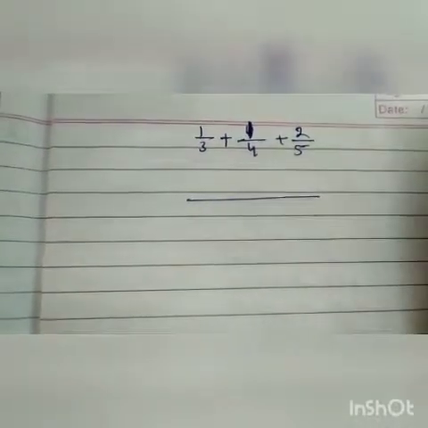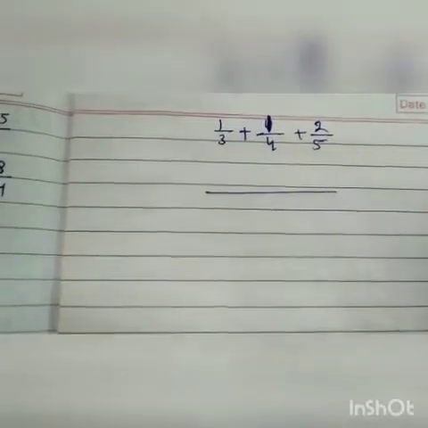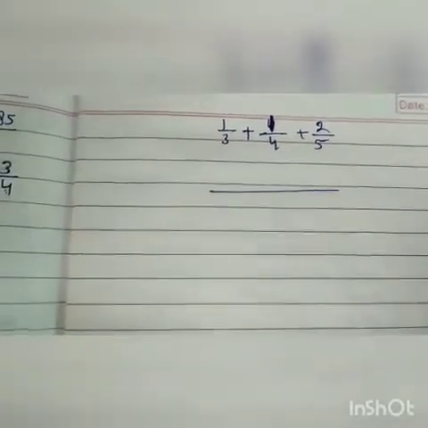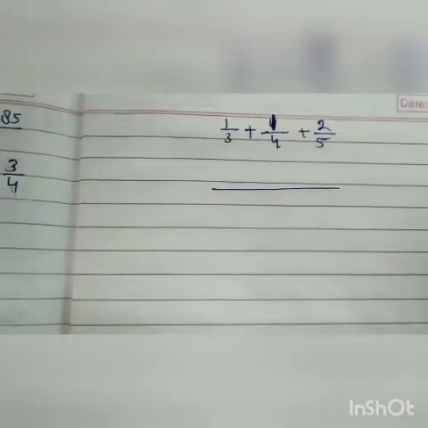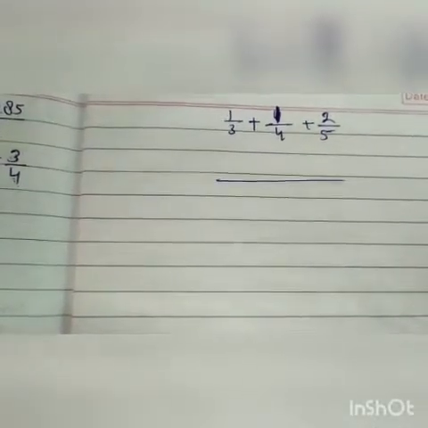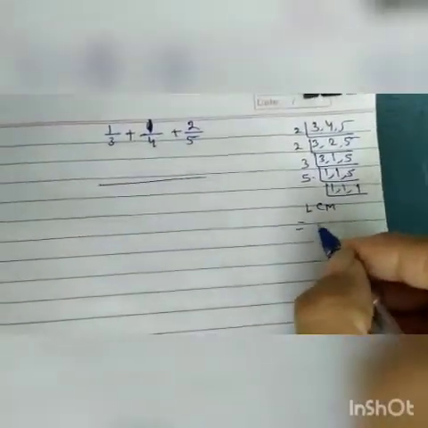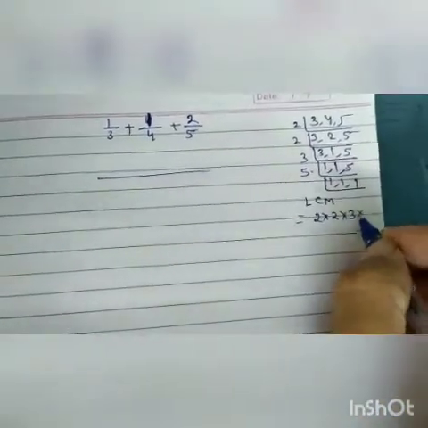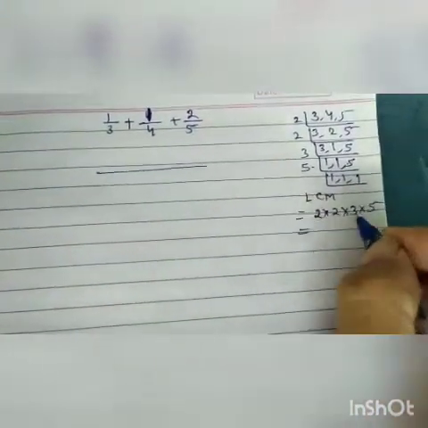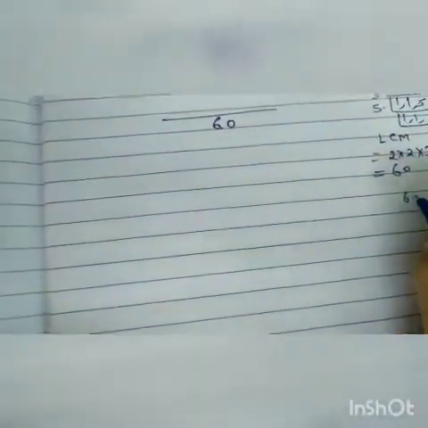3, 4, 5. We will do it by 2. 3, 2 twos are 4, 5, then again by 2, 3, 1, 5, then by 3, 3 ones are 3, 1, 5, and then by 5, 1, 1, 5 ones are 5. So LCM will be 2 into 2 into 3 into 5. 2 twos are 4, 4 threes are 12, 12 fives are 60. LCM is 60.